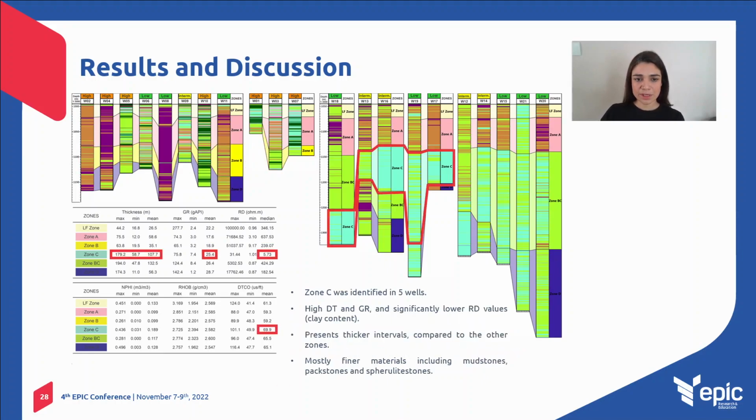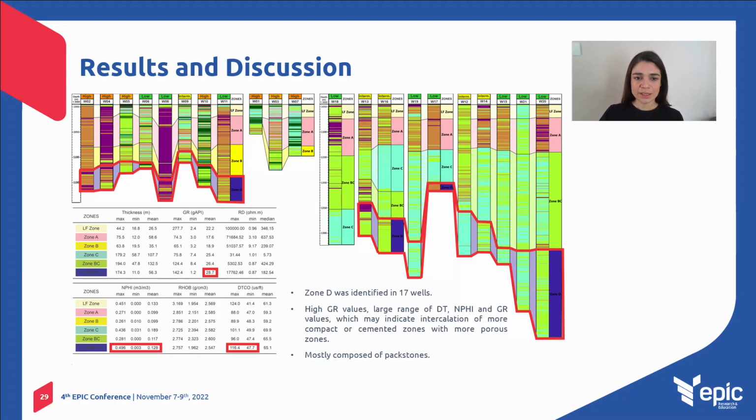Zone C was identified in 5 wells, and it shows high sonic and gamma ray values and significantly lower resistivity values, indicating clay content. The zone also presents the thicker intervals compared to the other zones and is composed mostly of finer materials including mudstones, packstones, and spherulite stones.